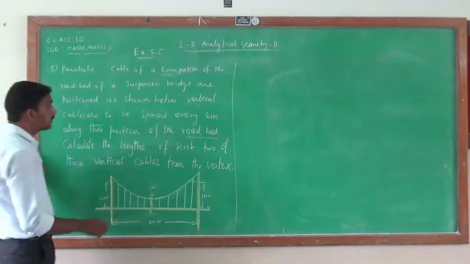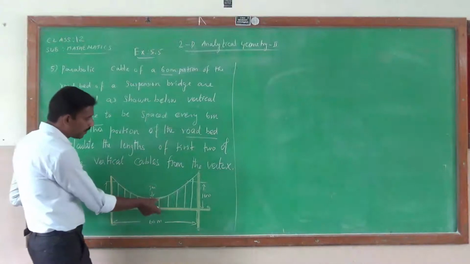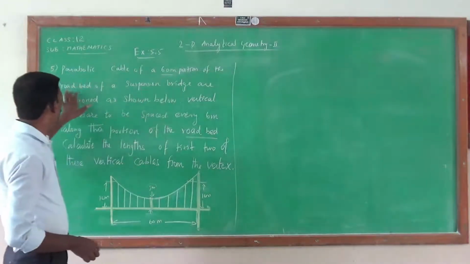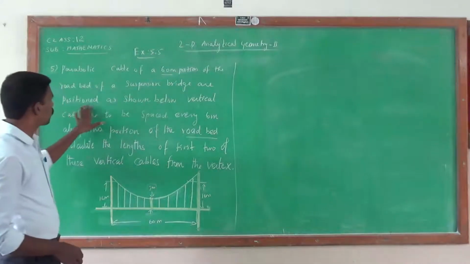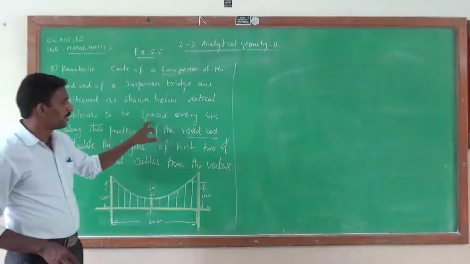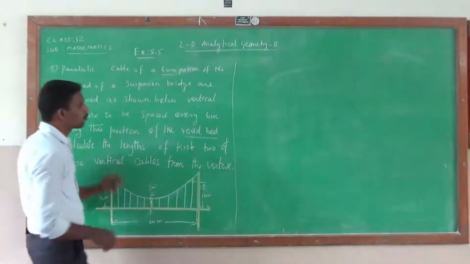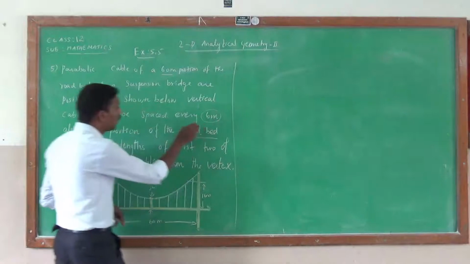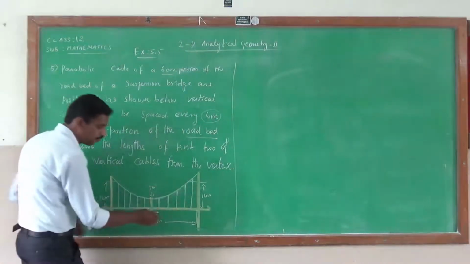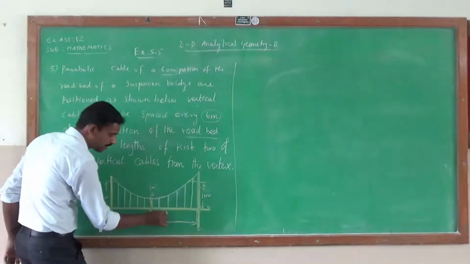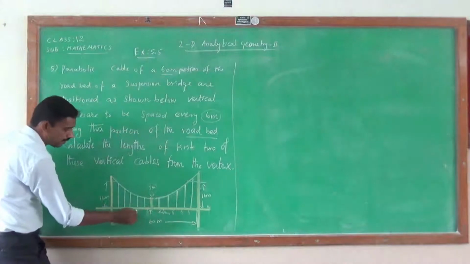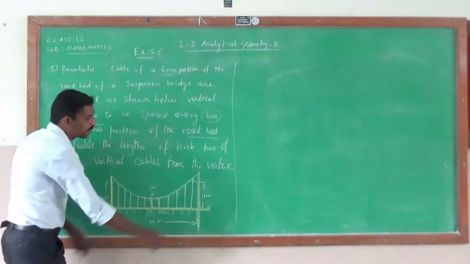Now the question is: the parabolic cable of 60 meter portion of the roadway of the suspension bridge is positioned as shown below. Vertical cables are spaced every 6 meters along this portion of the roadbed. You see the vertical cables are positioned, and the distance between each cable is 6 meters. Here also 6, here also 6. Each and every vertical cable has a 6 meter gap.